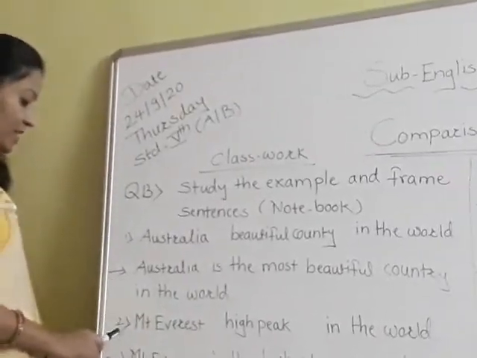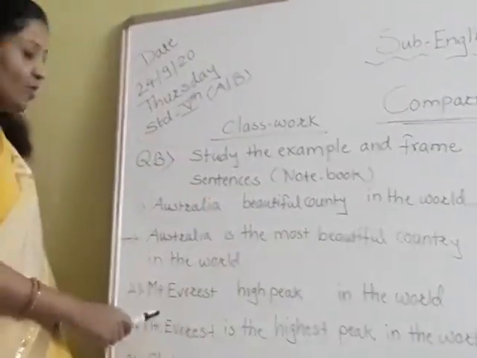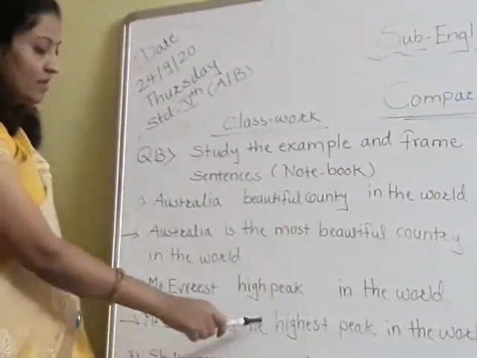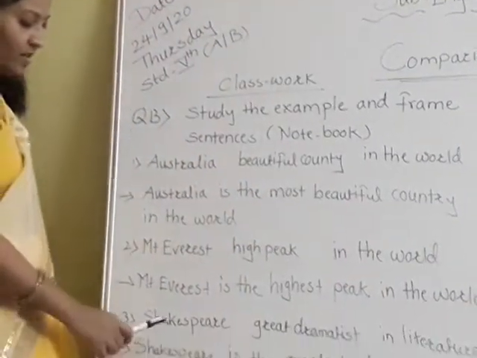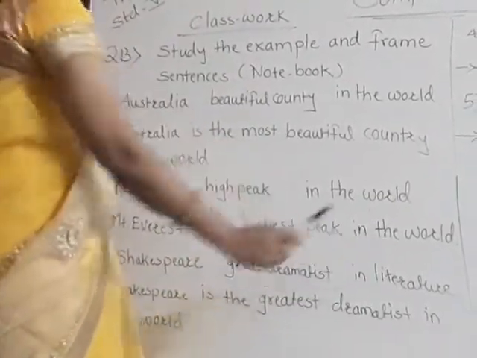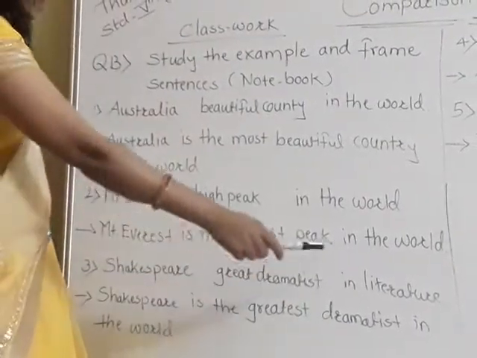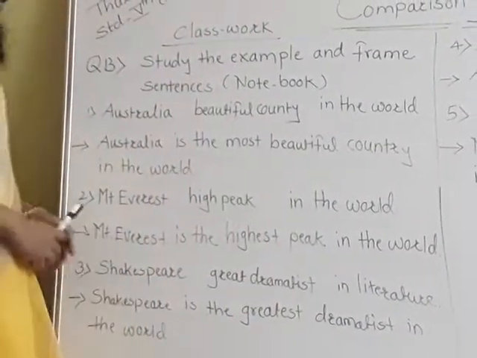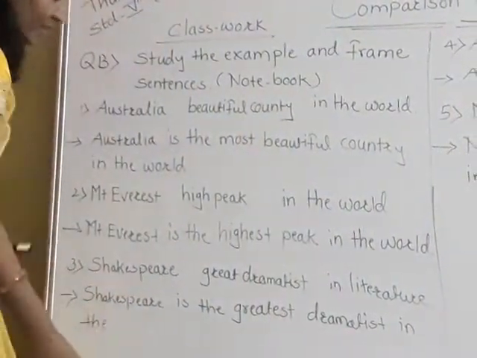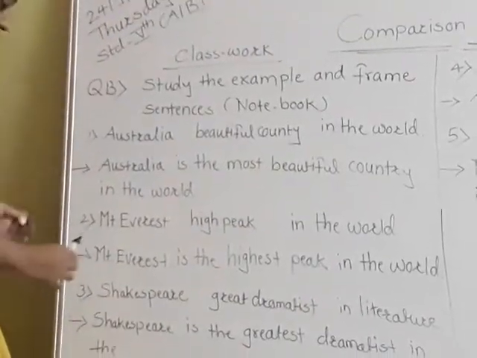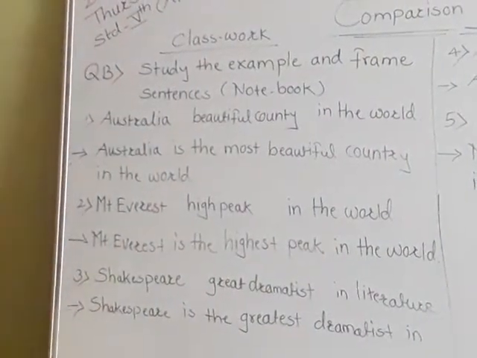Now, see sentence number 2. Mount Everest, high peak in the world. So, the answer is Mount Everest is the highest peak in the world. Third sentence, Shakespeare, greatest dramatist in literature. You have to write Shakespeare is the greatest dramatist in, sorry, I have written here world. Not world, literature will come here. In literature, and not in the literature, in literature only.